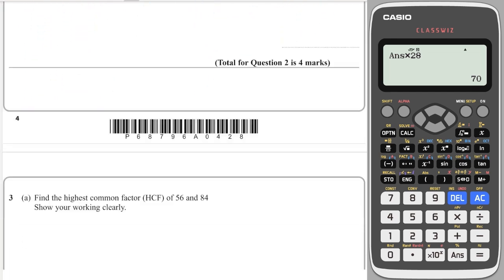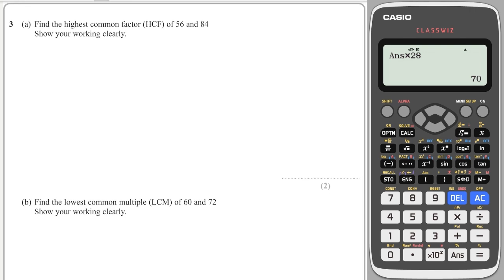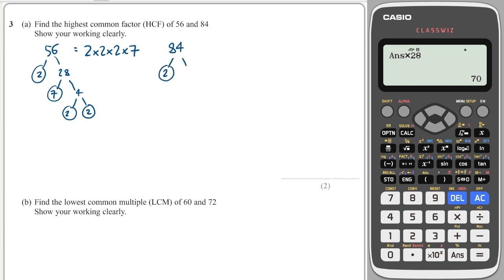Okay, highest common factor. The easiest way of doing this is to split up your numbers into prime factors. So I can divide this by 2, which gives me 28, which is the same as 7 multiplied by 4, which is 2 and 2. So therefore we can say that 56 is 2 times 2 times 2 times 7. Let's do the same for 84. That's 2 times 42, which is 7 times 6, which is 2 times 3. Doesn't matter which order you do your splitting up, you'll always come to the same answer. So 2 times 2 times 3 times 7.